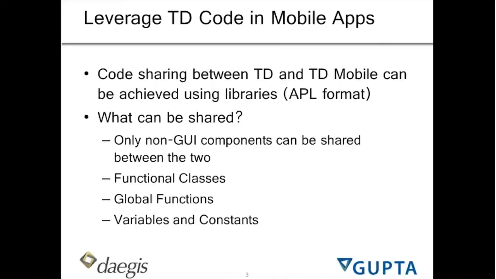So what can be shared? It's primarily non-GUI components. The GUI is so different between a desktop and a mobile device that we couldn't enable sharing of forms and grids and that type of logic. So it's anything that's non-GUI related, like functional classes, global functions, and any variables or constants you might have defined in those APLs.